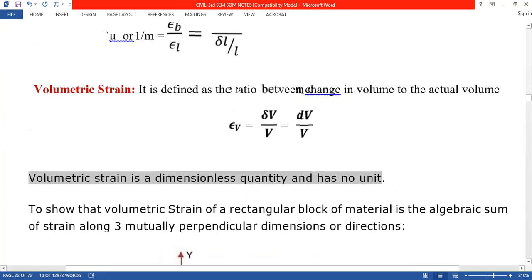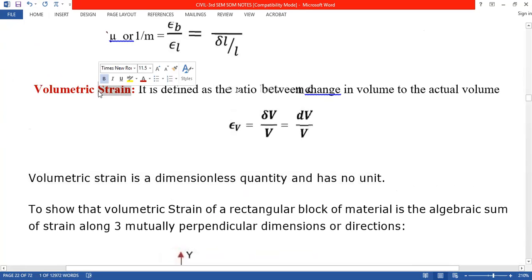Volumetric strain is similar to the strain only. That's why whenever the word strain comes, keep in mind: change over the original. If it is along the length, change in length by original length. If widthwise, change in width to the original width. In case of volume, that is nothing but length, breadth and height, all three together we are considering. Volumetric strain can be defined as change in volume to the original volume.